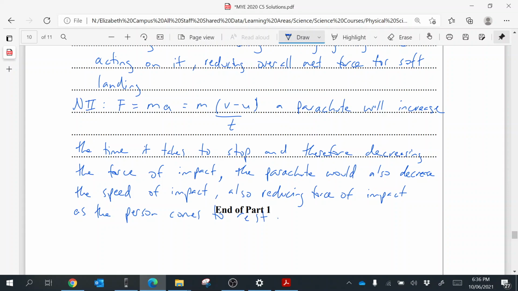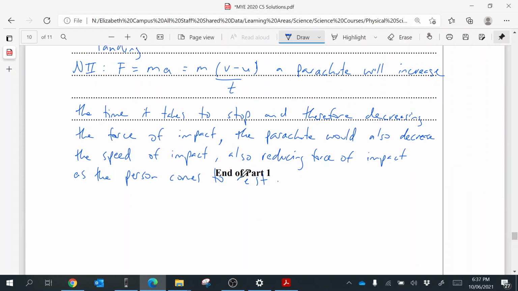That's because, when you think about the impact as an event, u is equal to the initial velocity on impact, with v being 0. So the closer u is to 0, the smaller the force.